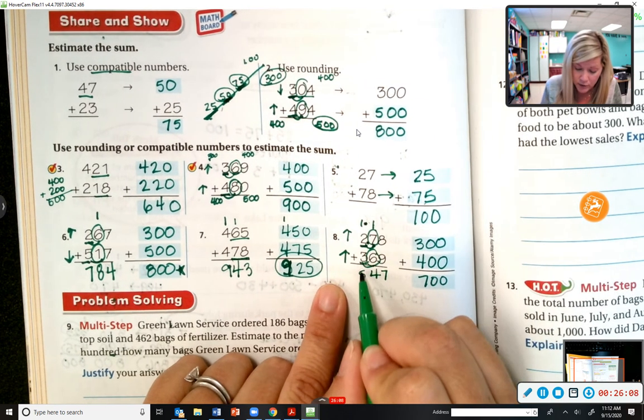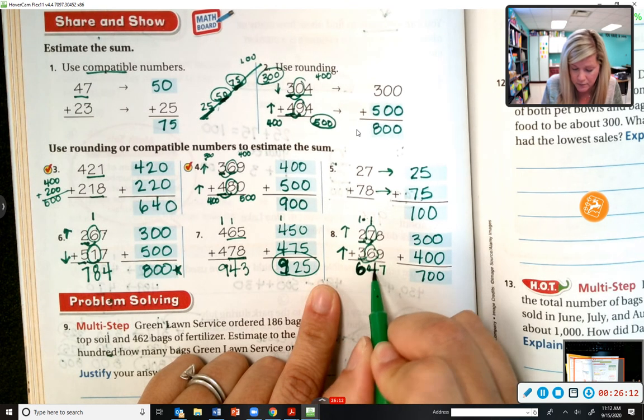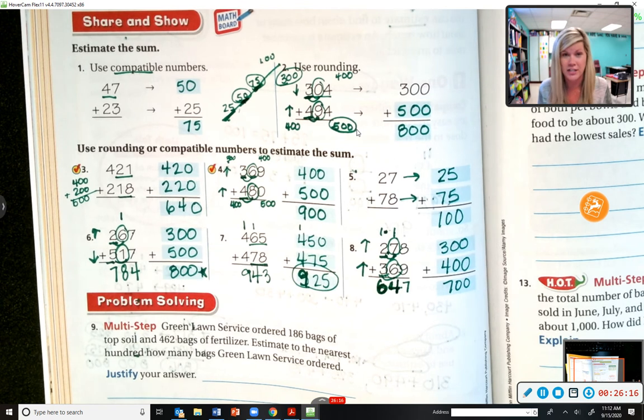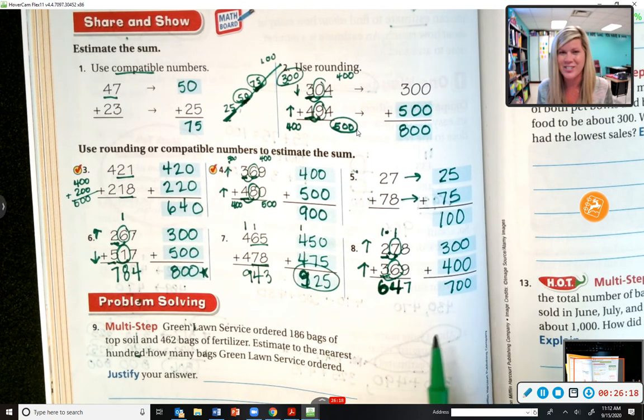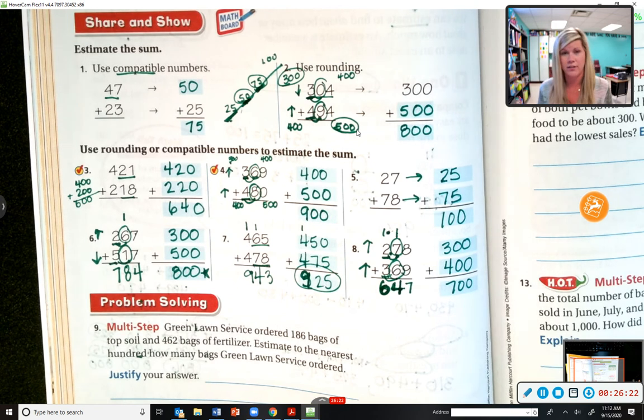So, I really should have gotten 647. And yes, I did that on purpose. Your teacher is not a dummy. So, 647 is a lot closer to 700 than 547.